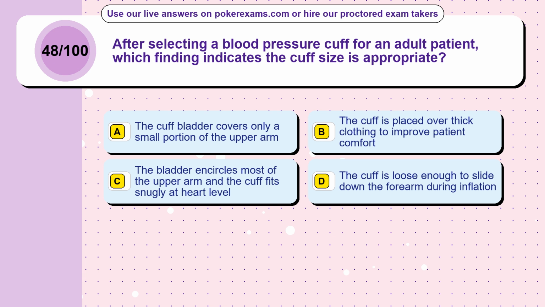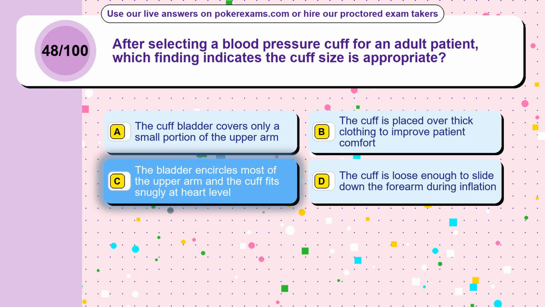Option A. The cuff bladder covers only a small portion of the upper arm. Option B. The cuff is placed over thick clothing to improve patient comfort. Option C. The bladder encircles most of the upper arm and the cuff fits snugly at heart level. Option D. The cuff is loose enough to slide down the forearm during inflation.